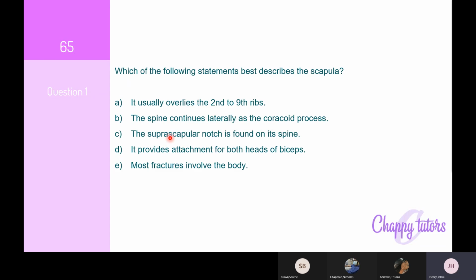And the suprascapular notch is found on the superior border, sorry. But it does provide attachment for both heads of the bicep muscle. Right? But had you mentioned any muscles when you were going through the scapula? No, I didn't. I was just showing you the features of the bone. I just put this question here to go through A, B, and C. But this is something that you could know now for future. So the scapula does in fact provide attachment for both heads of the biceps. Just something for future notes.